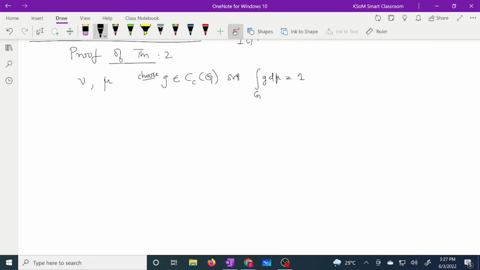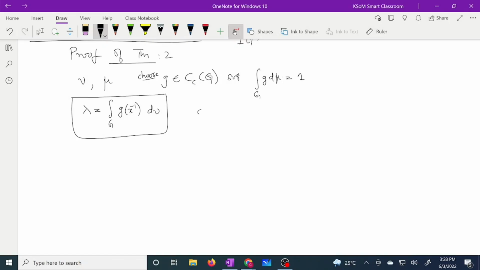Okay, now you define lambda to be, so lambda is the constant that I will eventually get. You define this to be the integral over G of g of x inverse d nu. So here you should know, it's not g of x, it's g of x inverse d nu. Okay, this is my choice for lambda.